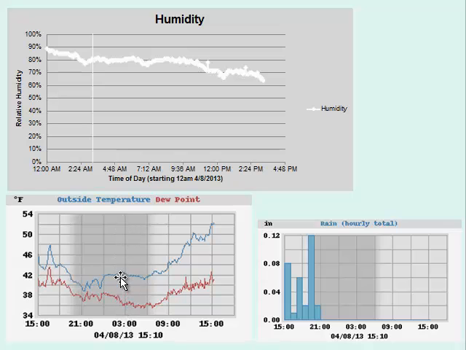So as we see our temperature increase for the day, we see our humidity decrease, and that's because our temperature is increasing. We are able to hold more moisture in the air, so our relative humidity is going to go down.